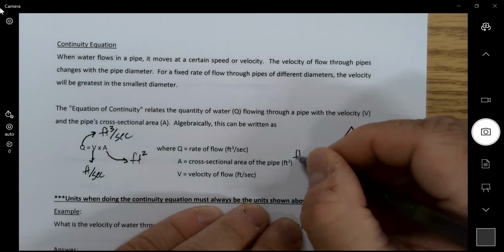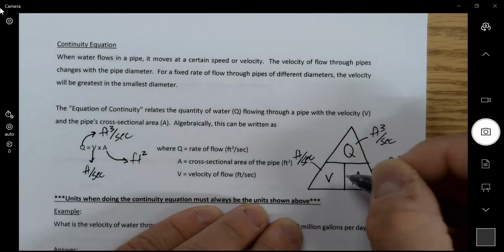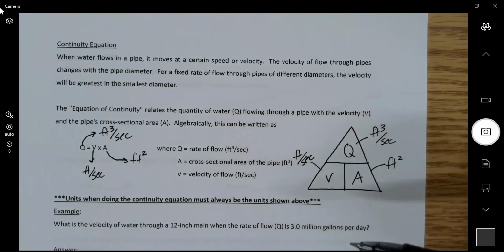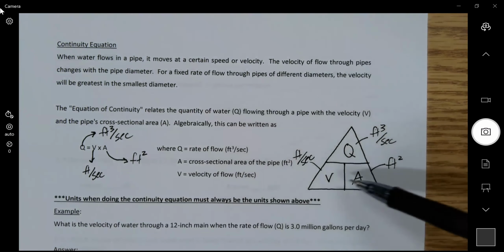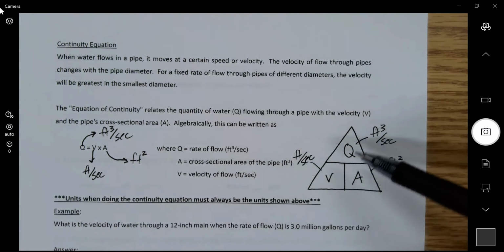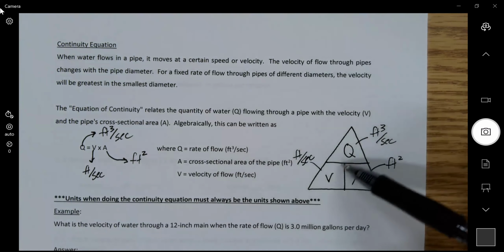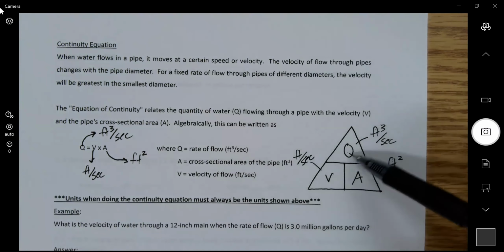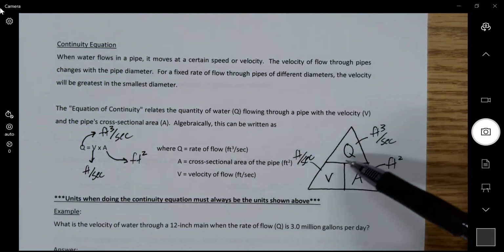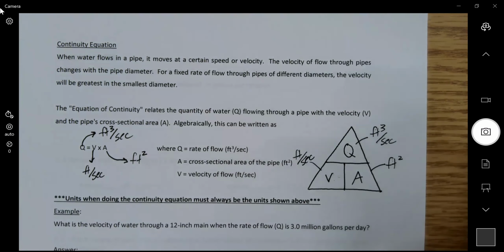And this is feet per second. And this is also velocity, not volume, okay? So if you have two of the three things, you can solve for the other. And this triangle kind of makes it self-explanatory. If it's above and below, what do you think you do? You divide, right? But if it's across from each other, what do you think you do?